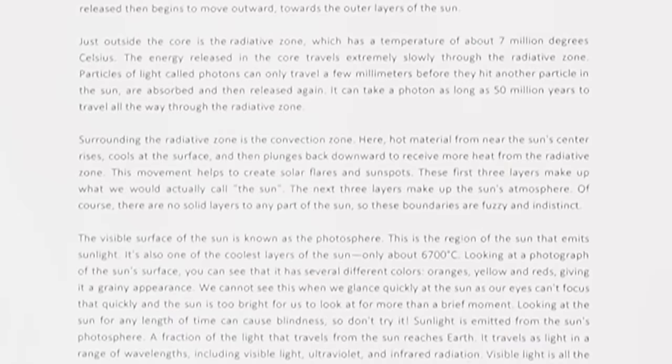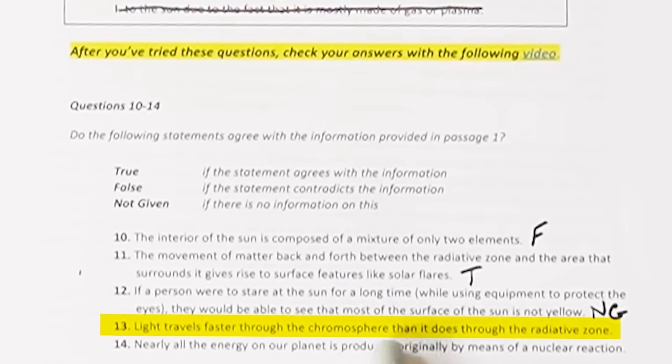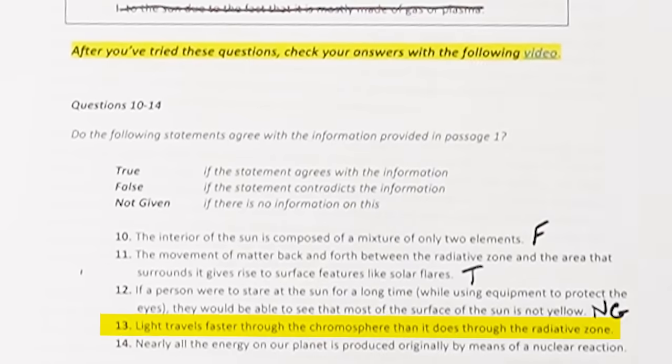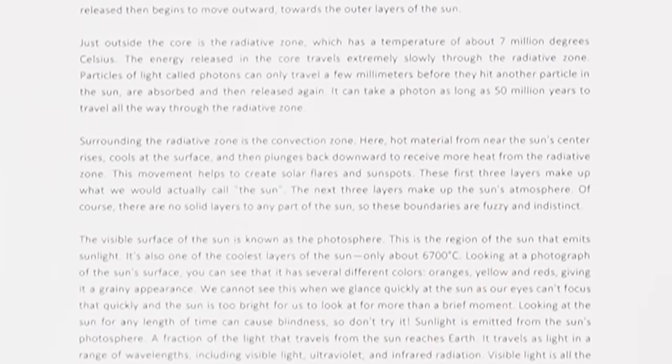So it talks about the chromosphere here. Radiative zone, let's have a look at the radiative zone here. Okay, a photon, which is light, can take as long as 50 million years to travel all the way through the radiative zone. Wow, that's amazing. And you thought I was slow making this video. So let's go back and read the sentence. Light travels faster through the chromosphere than it does through the radiative zone. So this is comparing the speed of light through two different zones. It talks about the speed of gas here, and it talks about the speed of light in one part of the sun here, but it doesn't compare anything, so we don't know.